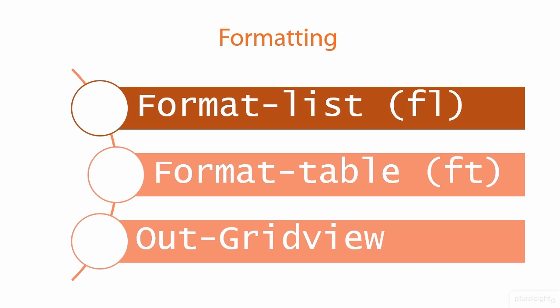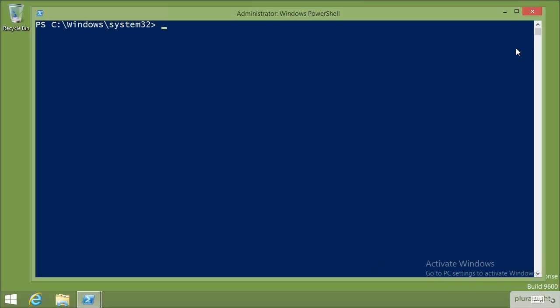The commonly used ones include format-list, which has an alias of FL. Then we've got format-table, which has an alias of FT. And then the last one we have is Out-GridView. This basically sends the output to a GUI display that we can work with. So let's take a look at some of the different formatting options.